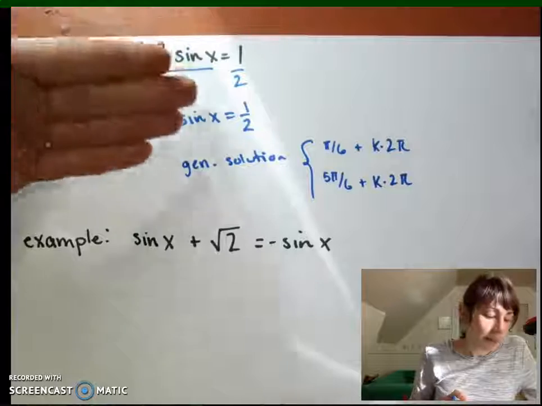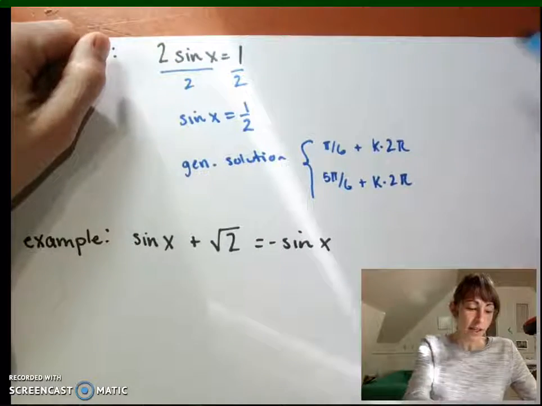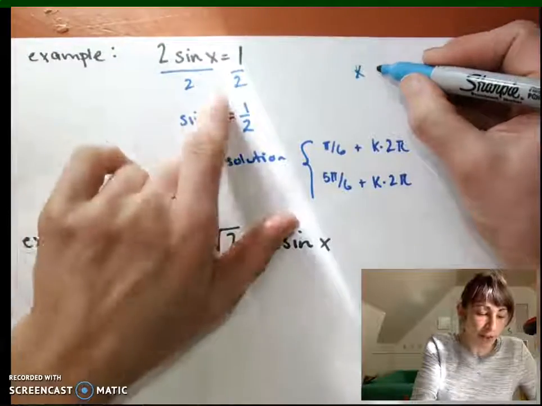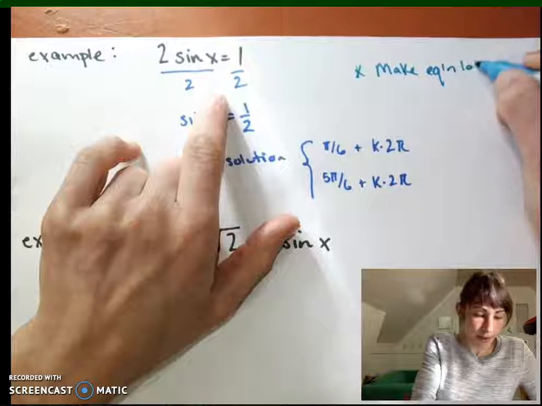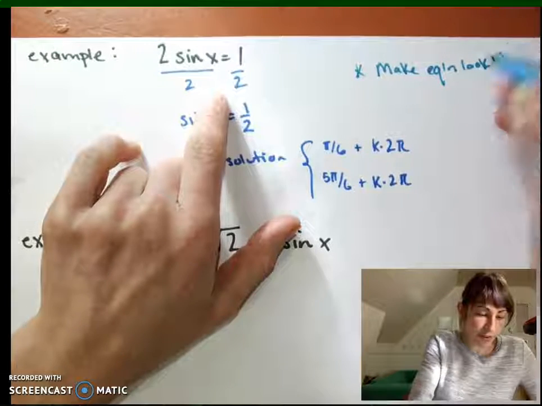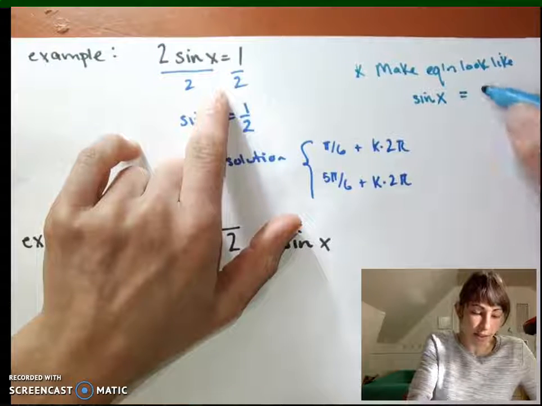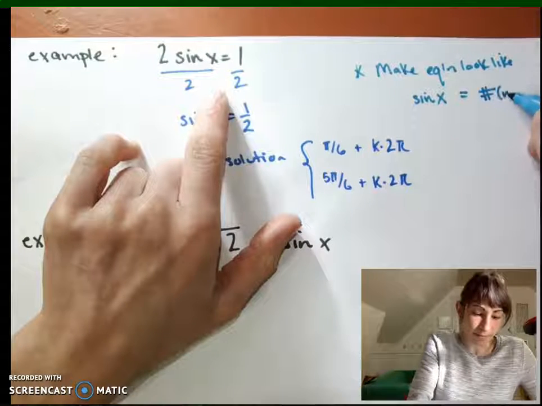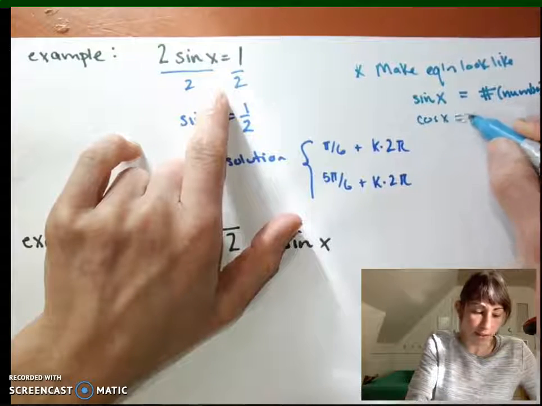The purpose of this example was just to show you that when we're solving trig equations, usually we want to first make the equation look like a trig function, so something like sine of x equals a number, or cosine x equals a number.